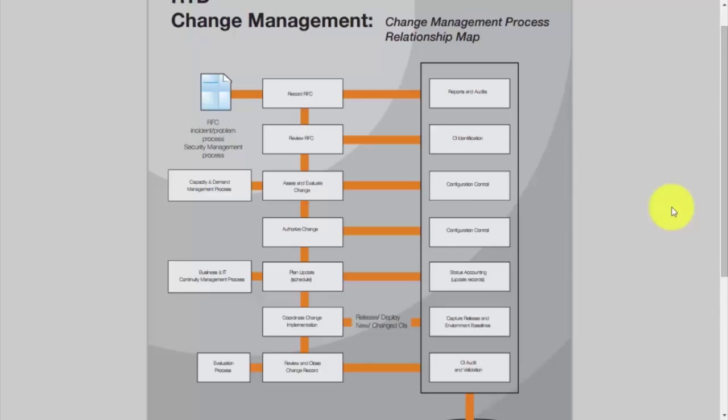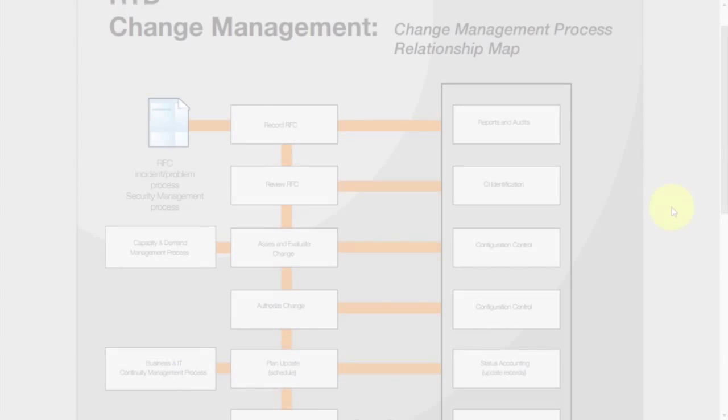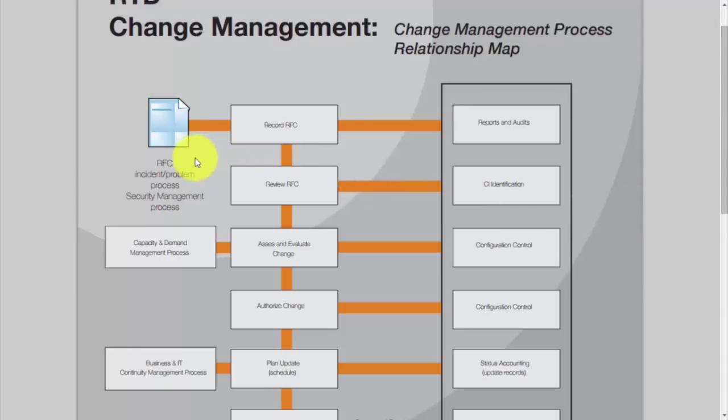Now, having looked at that, let's take a high-level overview look at the various steps in the change management process. We see that the change management process begins with an RFC, or a request for change, based on an incident or a problem. That RFC is recorded and then reviewed. Once reviewed, we will assess and evaluate the change. Part of the assessment and evaluation will be essentially prioritizing and categorizing those changes. Then we will need to authorize the change.